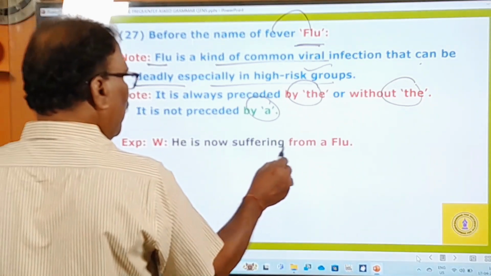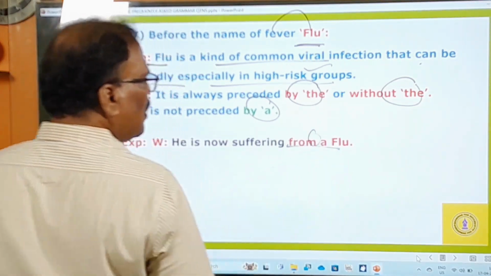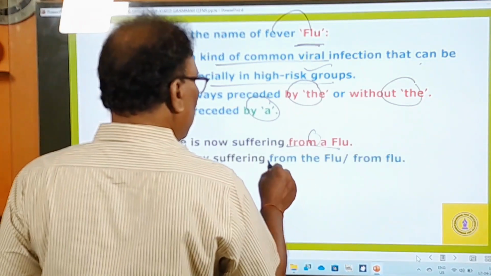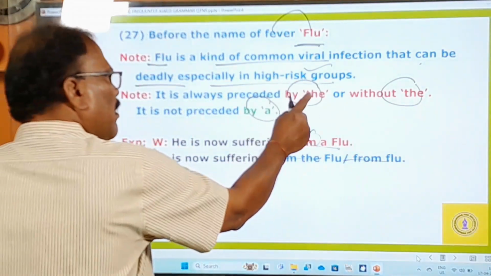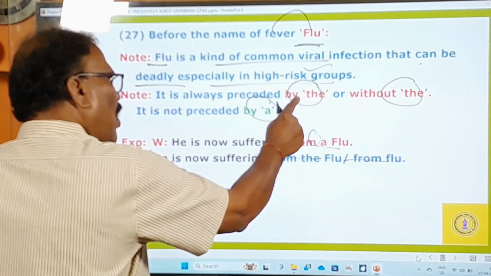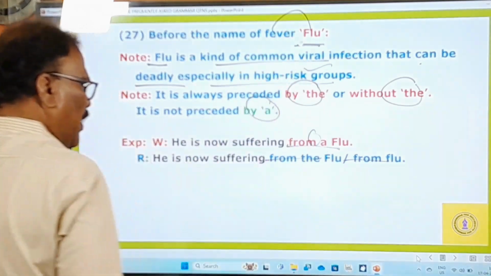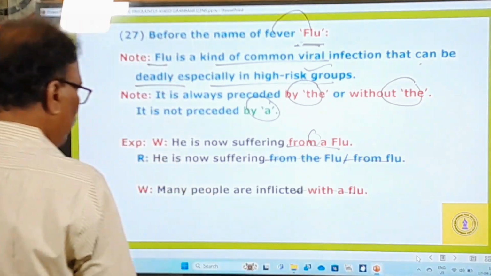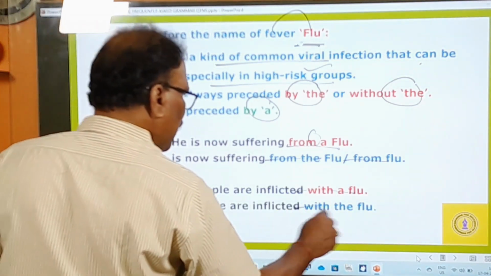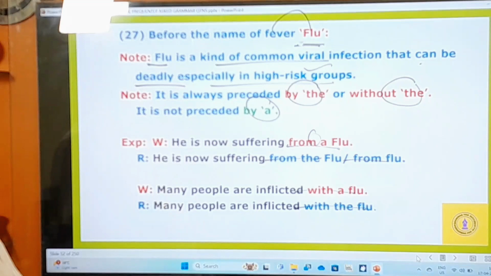He is now suffering from a flu. You cannot say from a flu. You can say he's suffering from the flu. You can say from flu directly. You can use the or go without the, but a is not okay. Many people are infected with a flu. Wrong. You have to say infected with the flu or with flu.